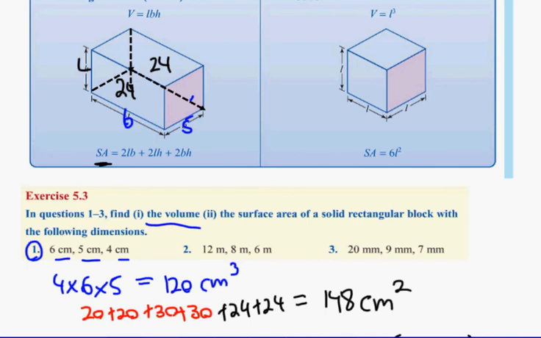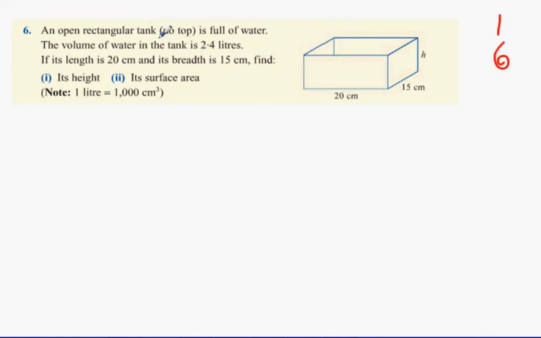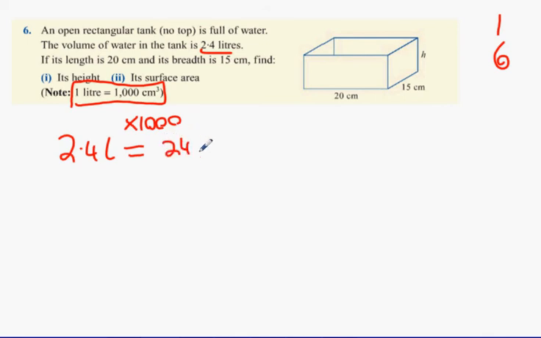If you go to question 6, an open rectangular tank is full of water. The volume of water is 2.4 liters. Straight away I have to convert 2.4 liters into centimeters cubed. How do I do that? Anybody? What do I do? Multiply by 1,000 and I get? 2,400 centimeters cubed. That is the volume of this object.